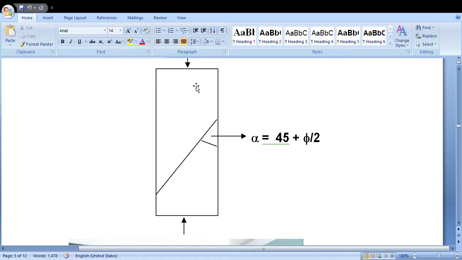Another failure is that there will be some hair-like cracks inside the test specimen. This is called brittle failure. It is not shear. The soil is not so hard, but it is not soft.